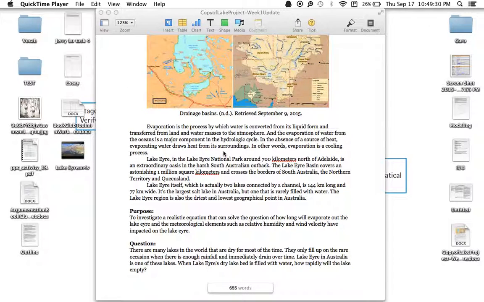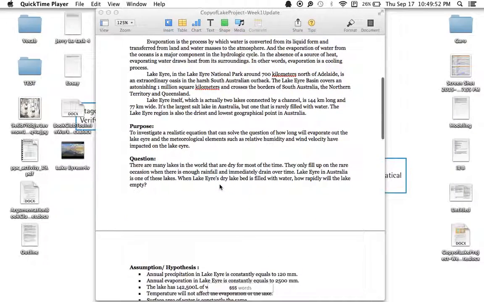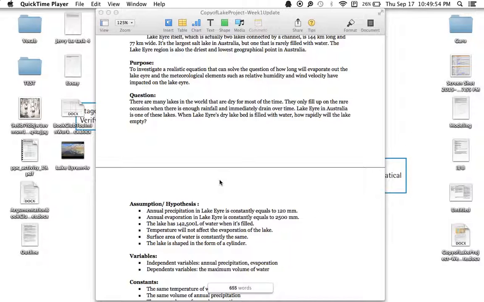The reason that we do this project is because we want to use a function or design a graph to assume how much time Lake Eyre will take to dry all its water. And our question is how rapidly will the lake empty?